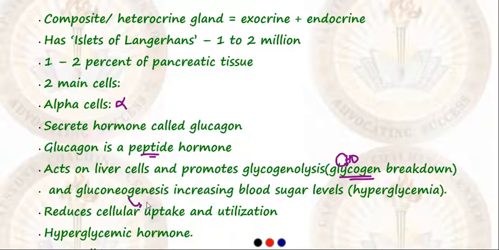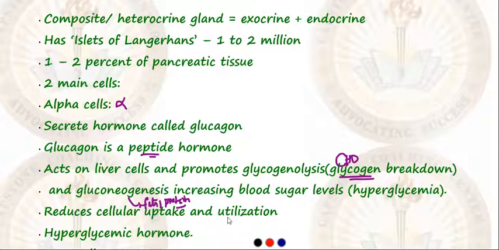So what are non-sugar precursors? Your fats, proteins and so on. So it breaks everything that is not a carbohydrate, that is fats and proteins. In our macronutrients, we have carbohydrates, proteins and fats. These are the ones that provide energy to our body. So apart from carbohydrates, these are the ones that are non-sugar precursors. From this it converts them into glucose and it increases the blood sugar levels.